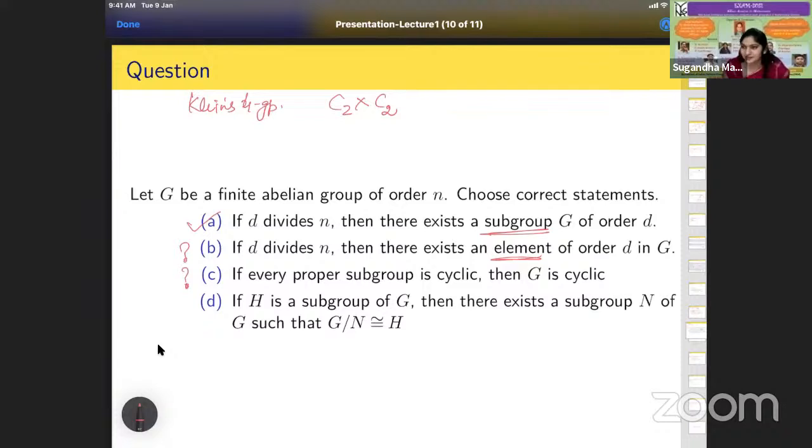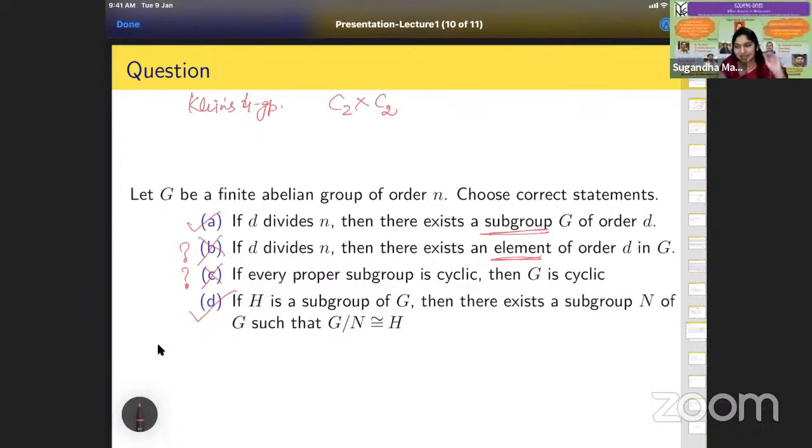So this was just a conceptual fact. So this is false, this is false. And I leave it to you to check that D is also true, right? Because you're working in abelian groups.